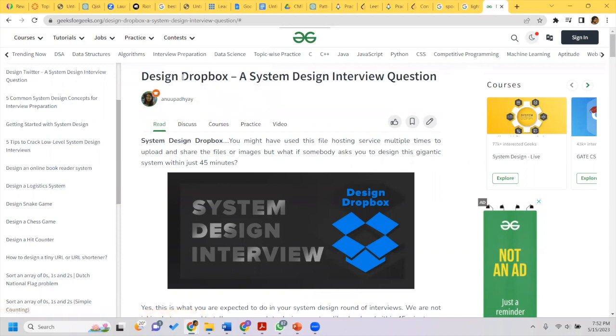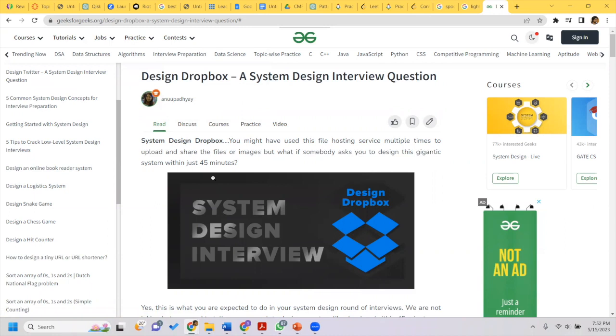Today I'm going to present about the system design for Dropbox. And Dropbox is a file sharing service where you would be able to share different files in a single platform. And let us see how to design Dropbox.